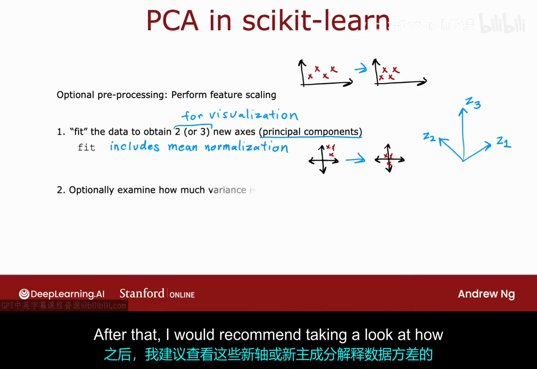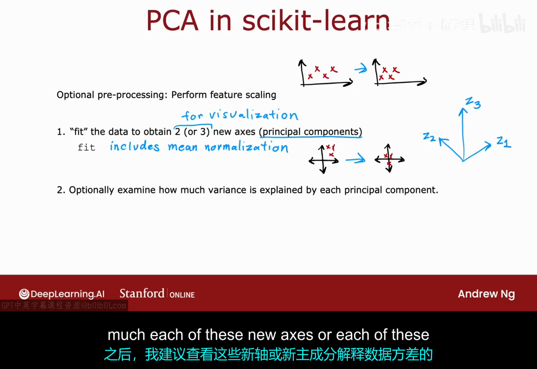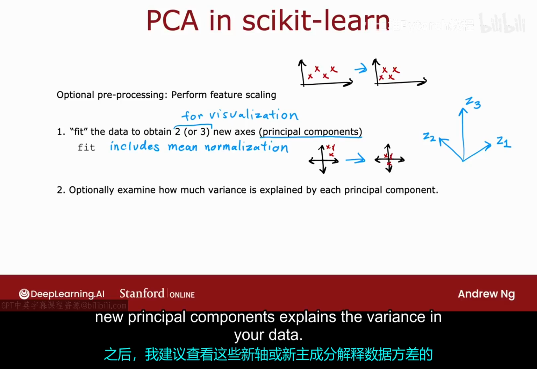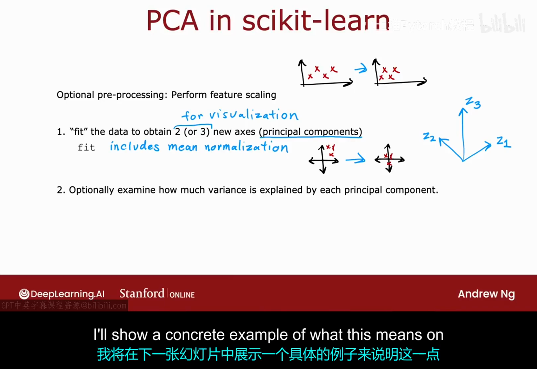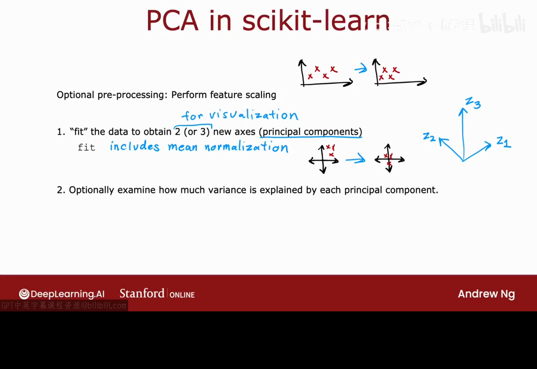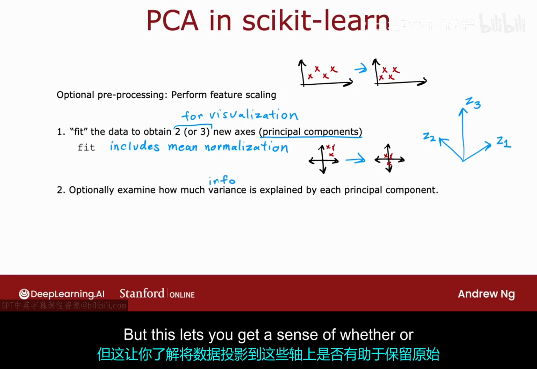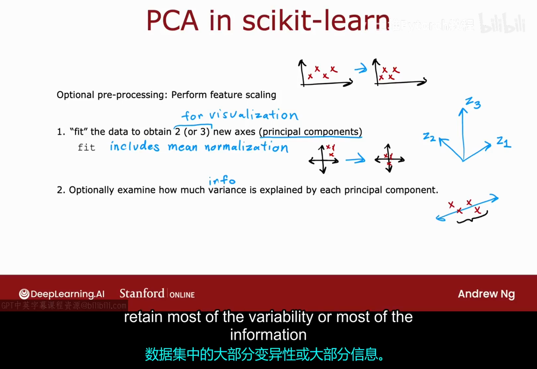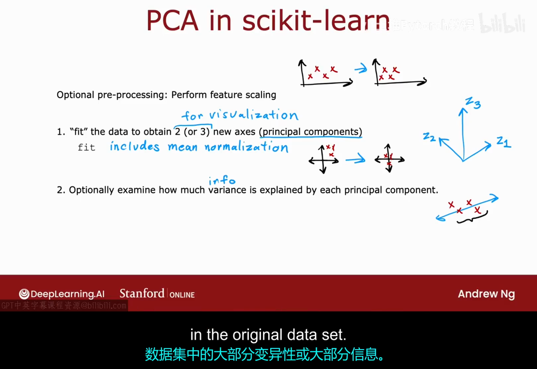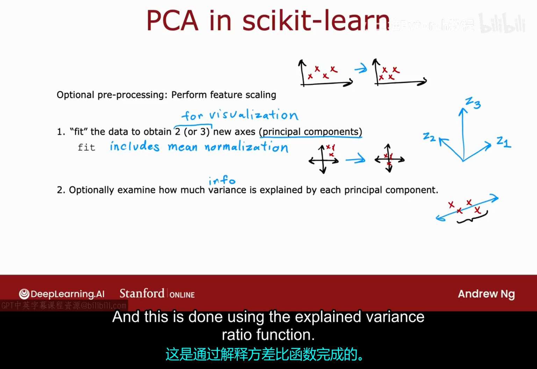After that, I would recommend taking a look at how much each of these new axes or each of these new principal components explains the variance in your data. I'll show a concrete example of what this means on the next slide, but this lets you get a sense of whether or not projecting the data onto these axes helps you to retain most of the variability or most of the information in the original dataset. And this is done using the explained variance ratio function.